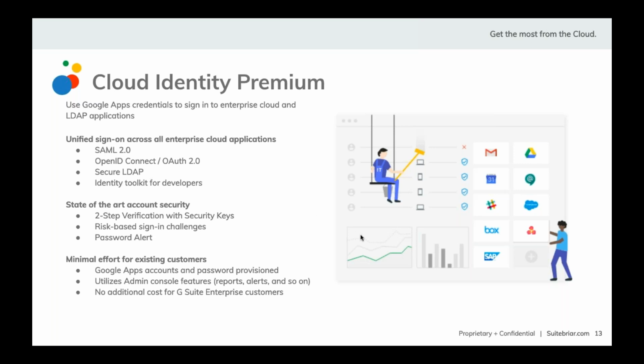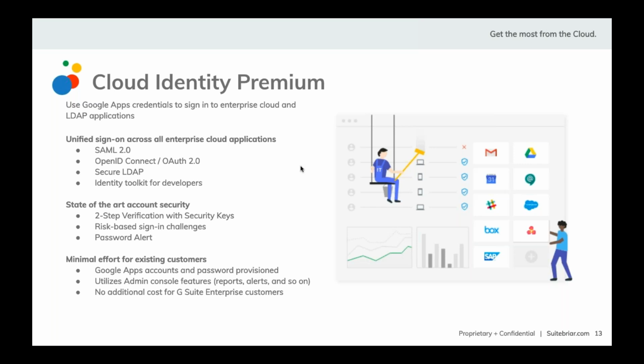So you can tie in things like Slack, Box, even SAP, and the user only needs to log in once to their G Suite account, and then from there they can access any application that supports SAML 2.0, OpenID, or OAuth. So they won't have to log in a second time with a different password. They just log in with their main G Suite credentials.